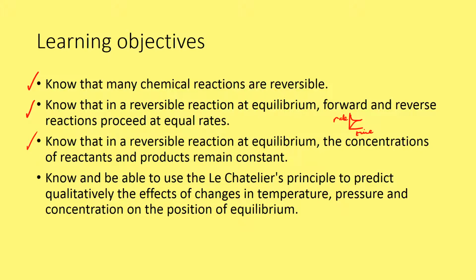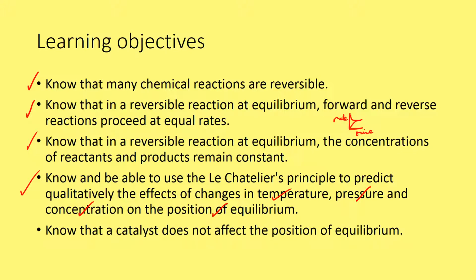And also, are we able to use Le Chatelier's principle to predict qualitatively the effects of changes in temperature, pressure and concentration on the position of equilibrium? Well, we went through each of concentration first, then pressure, then temperature, and we did a table of all the changes and what effect they would have on the positions of equilibrium. So with those three tables, we did that point there.